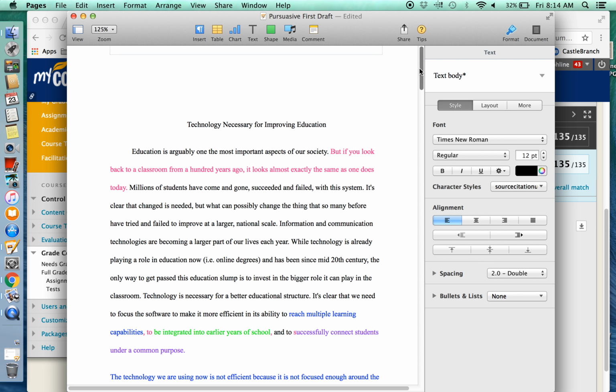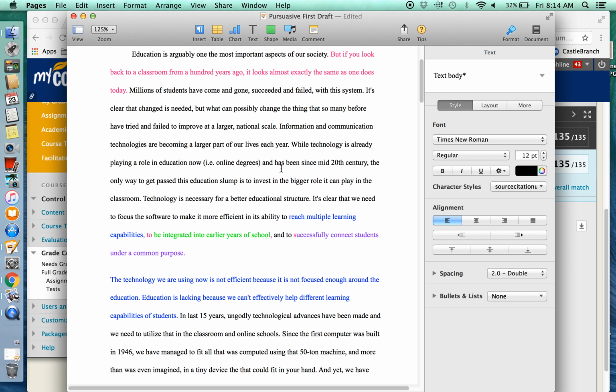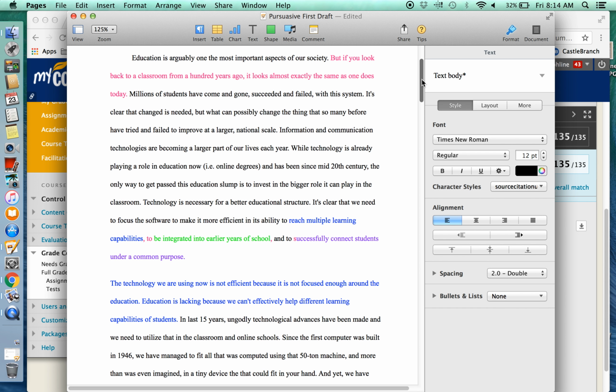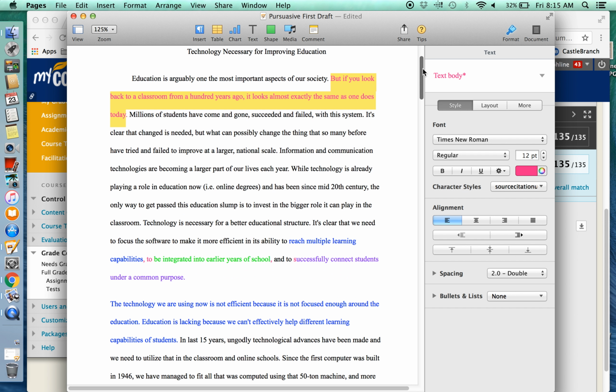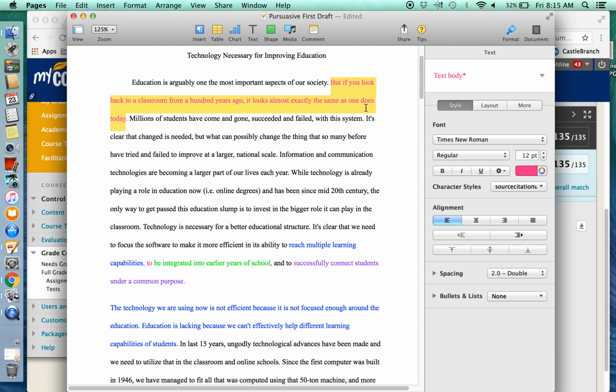And so what I've done is I've highlighted some things that I want you to notice about this essay. This sentence I highlighted just because I think it's a great introductory sentence. It tells me right up front exactly what this student is going to be talking about, and is very persuasive. So this essay is about technology in the classroom, using technology in order to improve education. And if you look at the second sentence right here, he says, if you look back into a classroom from 100 years ago, it looks almost the same as one does today.